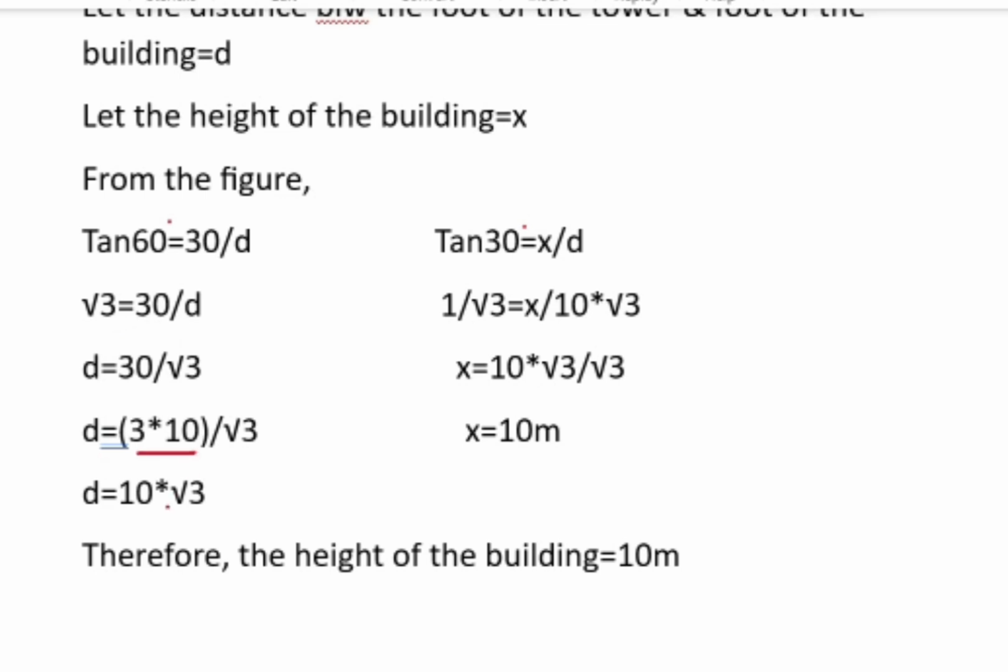Again, tan 30 degrees is equal to x by d. Tan 30, 1 by root 3, is equal to x by 10 root 3. So root 3 cancels, and the x value is 10 meters. The height of the building is equal to 10 meters.